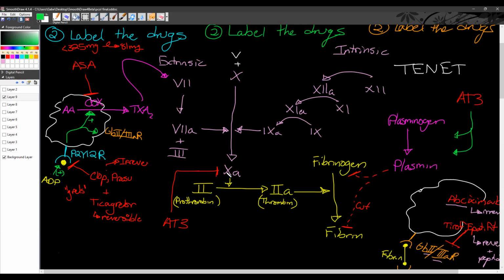Yes, it does work on thrombin and 10A, so that would be one of its major roles. Its other major role is that it activates TPA, tissue plasminogen activator, as well as urokinase. So it has two roles. One is to block the clotting cascade, and the other is to activate fibrinolysis. And as we know, TPA and urokinase will come in and start to convert plasminogen to plasmin.